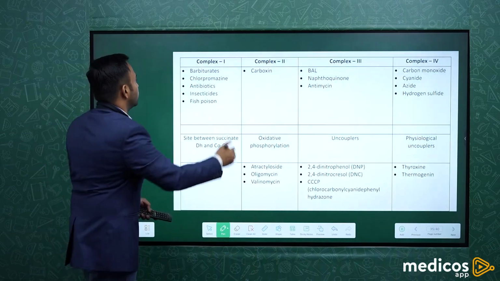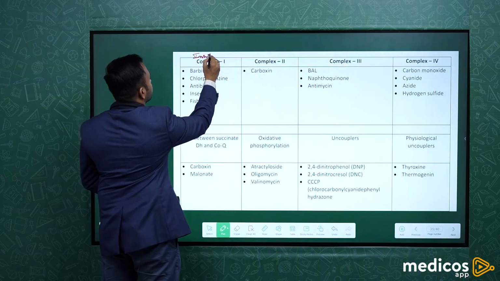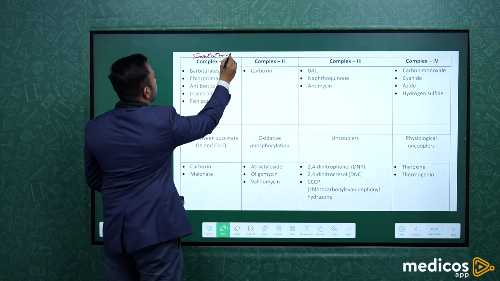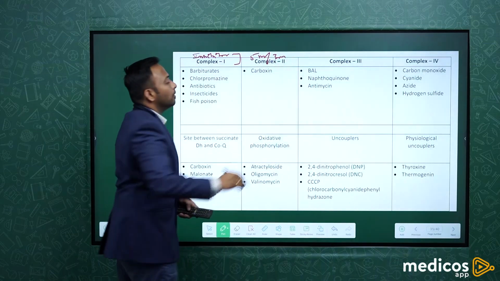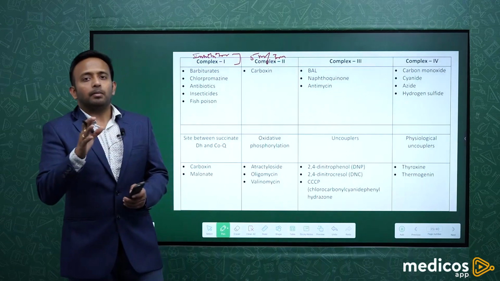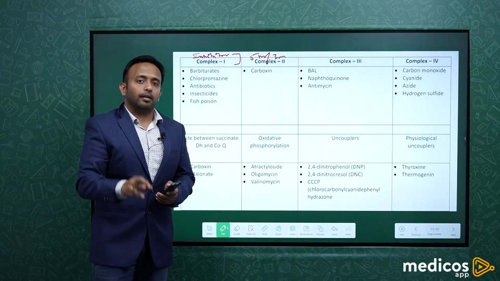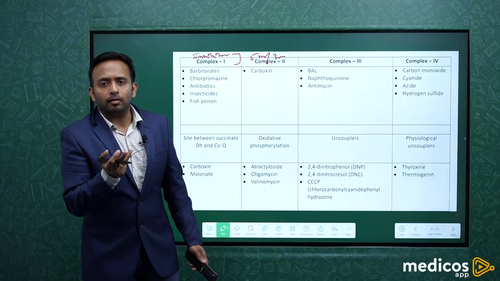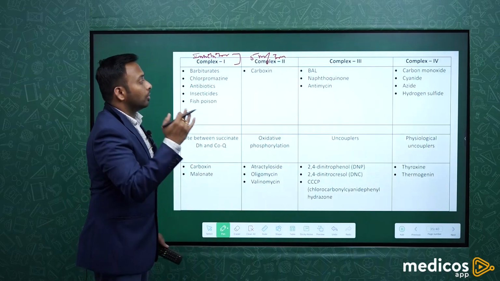Now the last section, the most important question, is inhibitors. This is an important 3-mark question as well as a 5-mark question in the exam. Okay, they will ask you to write the inhibitors of the electron transport chain. Sometimes for 5 marks they will ask you to write specifically complex-wise, any 3 complexes and inhibitors, or sometimes for a 3-mark question they'll ask you to write any inhibitors of the electron transport chain. So we should know complex-wise.